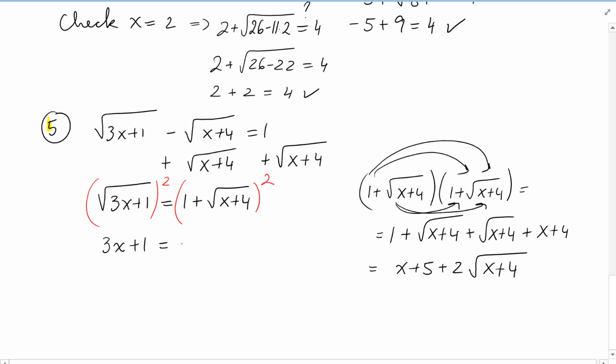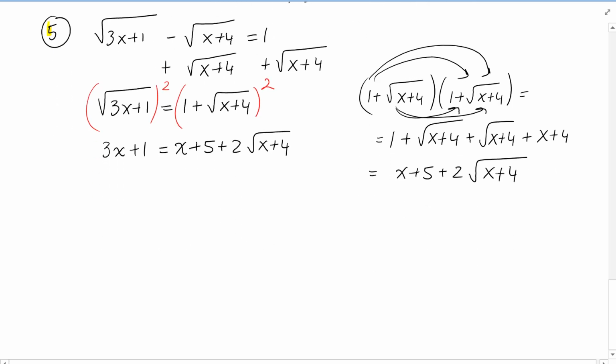Okay, so I'm just going to replace them: x plus 5 plus 2 square root of x plus 4. As you notice, from two square roots that we had before, now we have only one. So I'm just going to move all the terms without the radical on one side and all the other ones on another side. So I'm going to subtract x from both sides, and I'm going to subtract 5 from both sides, and we get 2x minus 4 equals 2 square root of x plus 4.